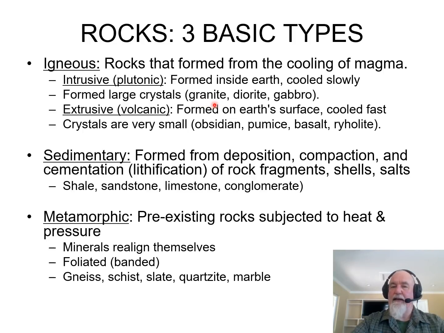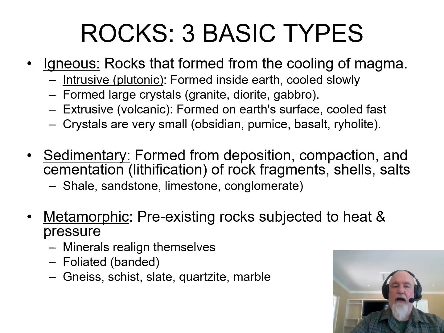We've already talked about granite a little bit. That's the dominant rock of the continents. It's a felsic igneous intrusive rock. And then diorite and gabbro. We'll see in a few minutes that these are all igneous intrusive rocks that have varying amounts of silica and other compounds within the magma.